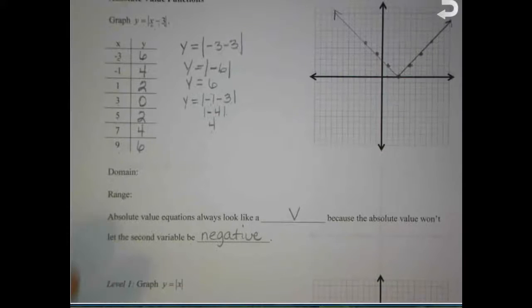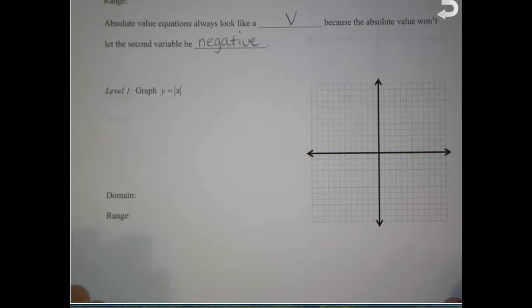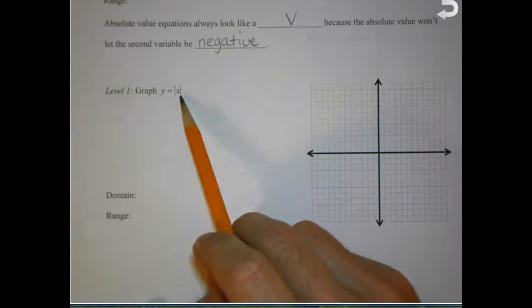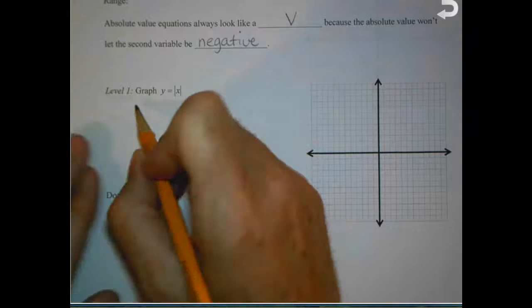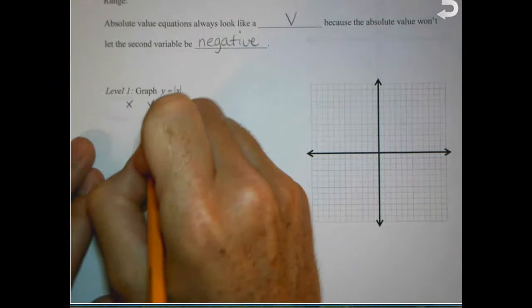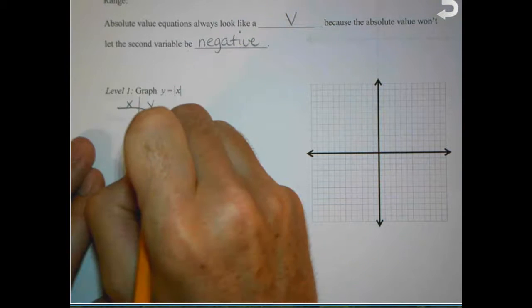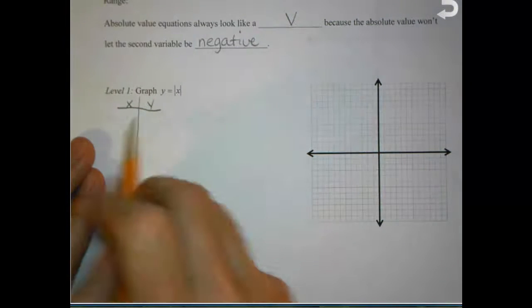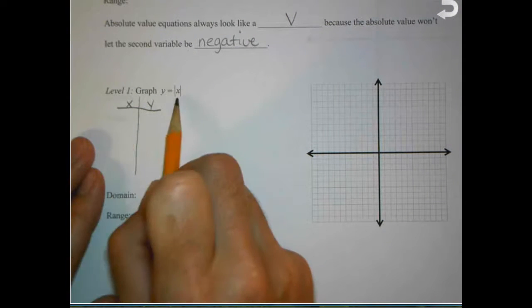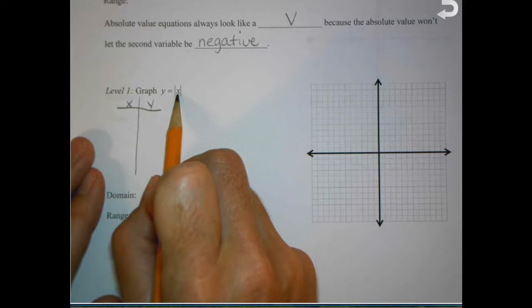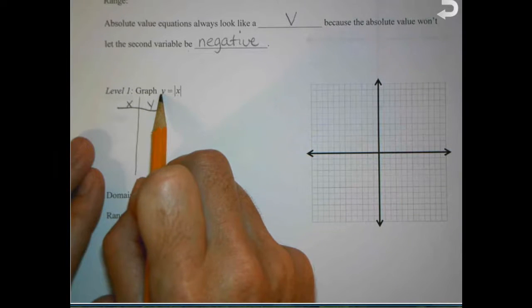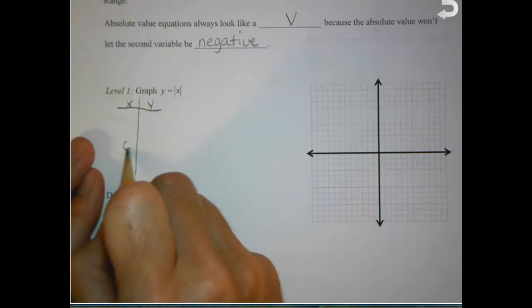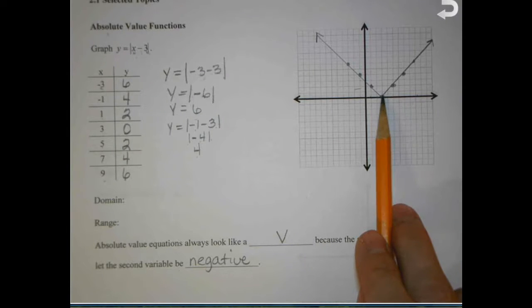Alright, let's look at one more. This one you can try out. Graph y equals the absolute value of x. You can pause the video and try this one. Okay. I'd like to make an xy table. And for my x's, I can choose any numbers. I know that if I put 0 here, then I'll also get a 0 for my y. And that's an important value, because it's going to be this point here.